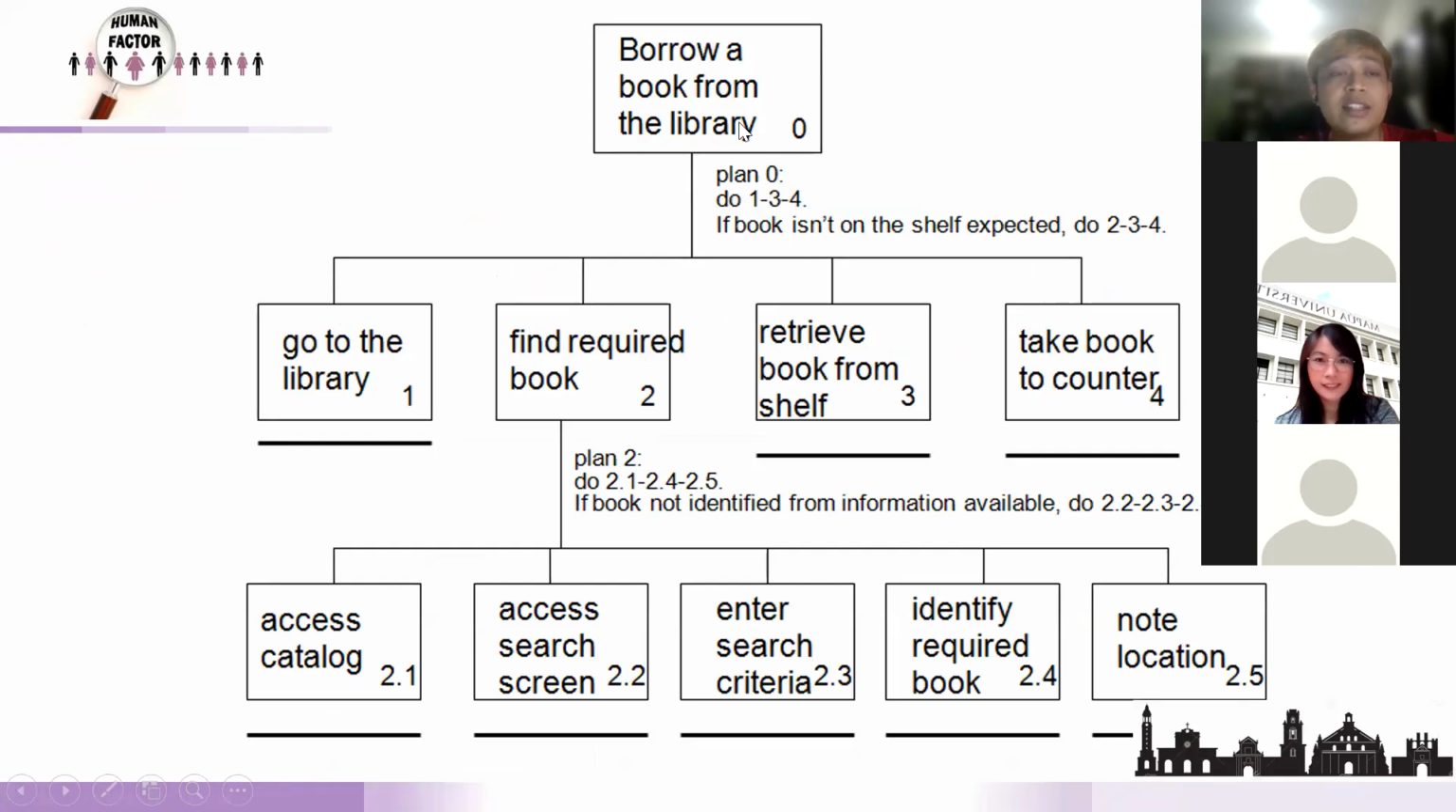This is one example of hierarchical task analysis: borrow a book from the library. You go to the library, you find your required book, you retrieve it from the shelf, and take the book to the counter. It's very simple, right? But how do you find a book? You access the catalog, access the search screen, enter search criteria, put in the query, identify required books and note the location. After you note it, you retrieve the book from the shelf and go to the book counter. This is a nice example of a hierarchy for doing a certain task.